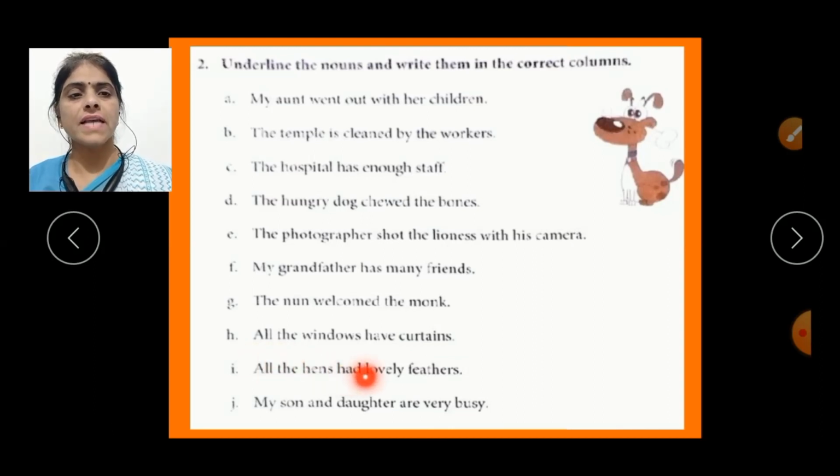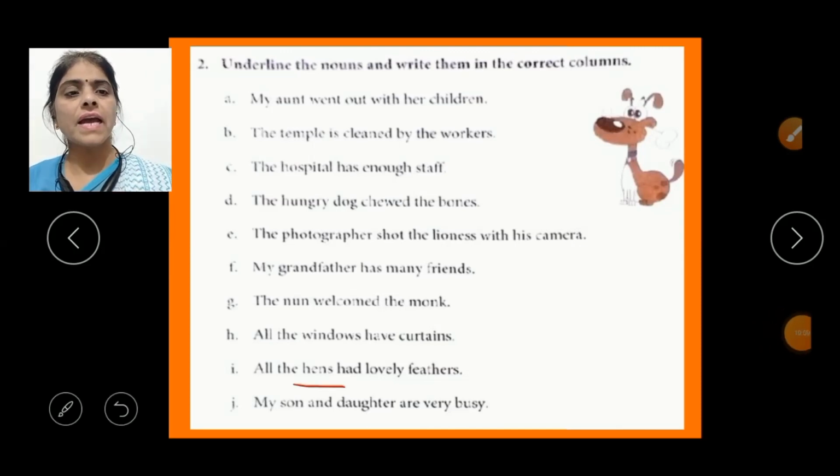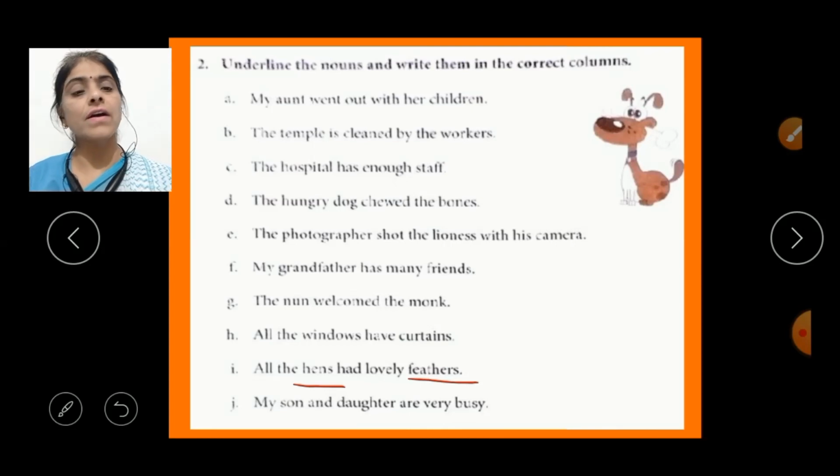All the hens had lovely feathers. In this sentence, hens and feathers are nouns. Hens refers to females, so it belongs to feminine gender. And feathers are non-living things, so it belongs to neuter gender.